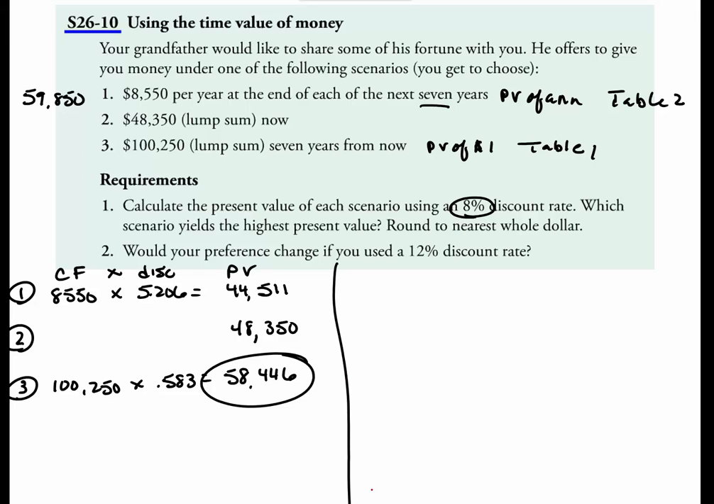Now, part 2 says, would your preference change if you use a 12% discount rate? Now, a higher discount rate would indicate either more inflation or a higher opportunity cost, like maybe interest rates are higher, and so the interest that you could be earning is more, and so in either way, it's going to change it. So in one, again, I'm going to take the cash flow times the discount factor to get the present value. So 8550. I'm still going to use Table 2, but now I'm going to go at 12% and 7 years.